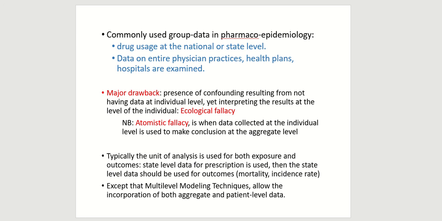So ecological fallacy is when you see an association that is at the level of an aggregate, but your interpretation is at the level of the individual. So the higher the income of a country, the higher the cancer rate. And therefore, you conclude that cancer is related to the socioeconomic status of the individual. That is ecological fallacy. Okay?